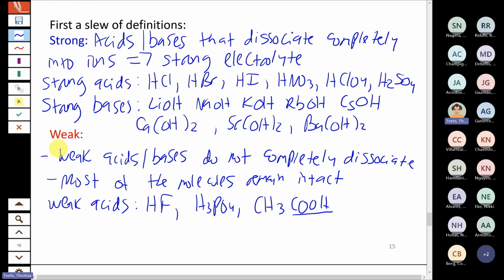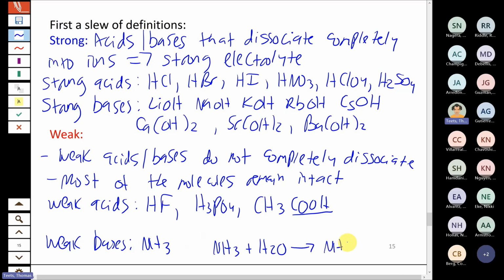The only weak bases we need to be aware of in this course would be NH3 or something similar to that, like it has NH2 in the formula. This is not obvious why this is a weak base because it doesn't even have hydroxide in the formula. So how does it produce hydroxide in water? What happens is that when you dissolve NH3 in water, it reacts with the water to form NH4+ and OH-. So it produces some OH-.